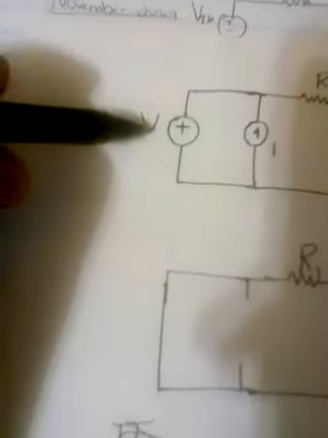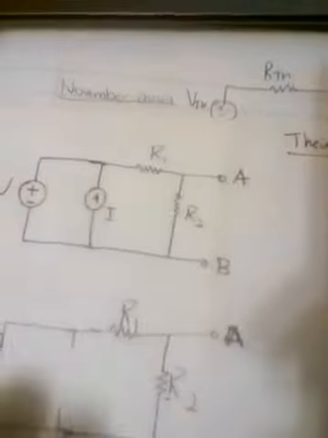voltage here, and you can recognize it with the minus and the plus. You have this voltage source, and then you also have this current source. That's the I, and then you have your resistances R1 and R2, and then A and B.